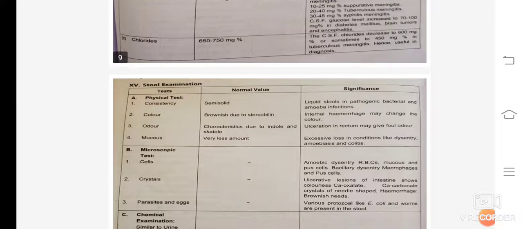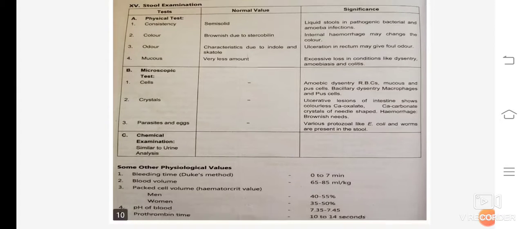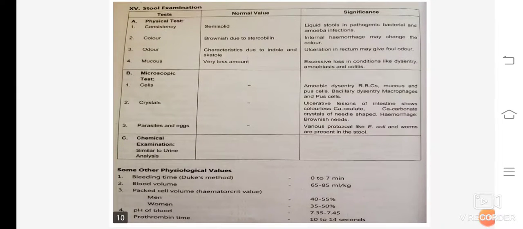Then next point, stool examination. In that, test, normal value and significance. In physical test: consistency, color, odor and mucus. Normal consistency is semi-solid. In significance, liquid stools in pathogenic bacterial and amoeba infections. Color is brownish due to stercobilin.